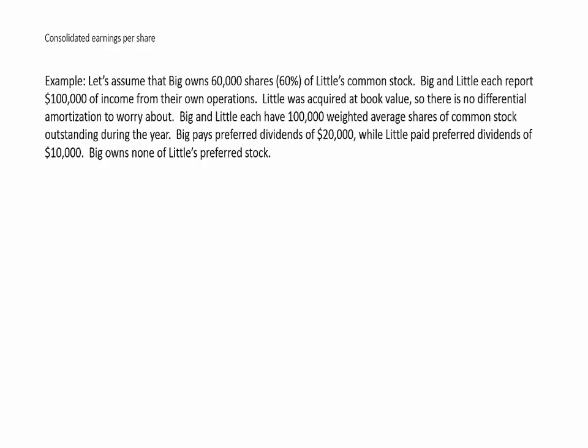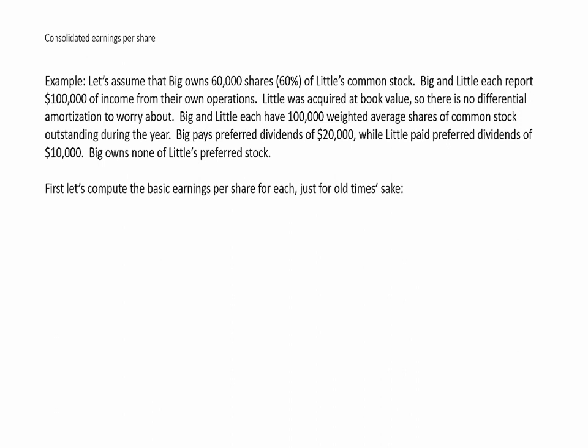So let's go ahead and run through an example. Let's assume that Big owns 60,000 shares, or 60% of Little's common stock. Big and Little each report $100,000 of income from their own operations. Little was acquired at book value, so there's no differential amortization to worry about. And let's assume that Big and Little each have 100,000 weighted average shares of common stock outstanding during the year. Big pays preferred dividends of $20,000, while Little paid preferred dividends of $10,000. And let's assume that Big owns none of Little Company's preferred stock.